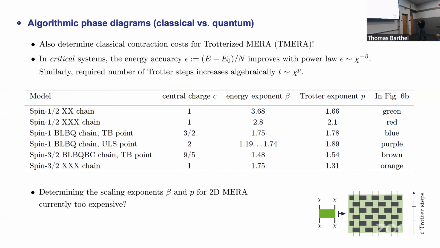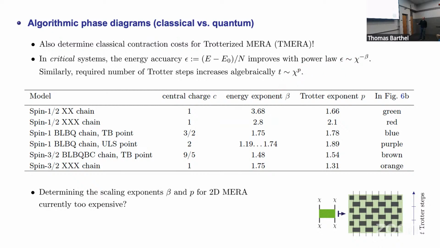Okay, so to compare the computation costs is actually not so trivial, especially in gapped systems, because in gapped systems basically the prefactors in your scaling would dominate. But for critical systems, you find that the energy accuracy actually improves according to a power law in the bond dimension, and we can determine these critical exponents better here. And at the critical point, it turns out that the optimal number of Trotter steps also follows a power law in the bond dimension. And so for these models, we've determined these coefficients, these critical exponents, beta and p.